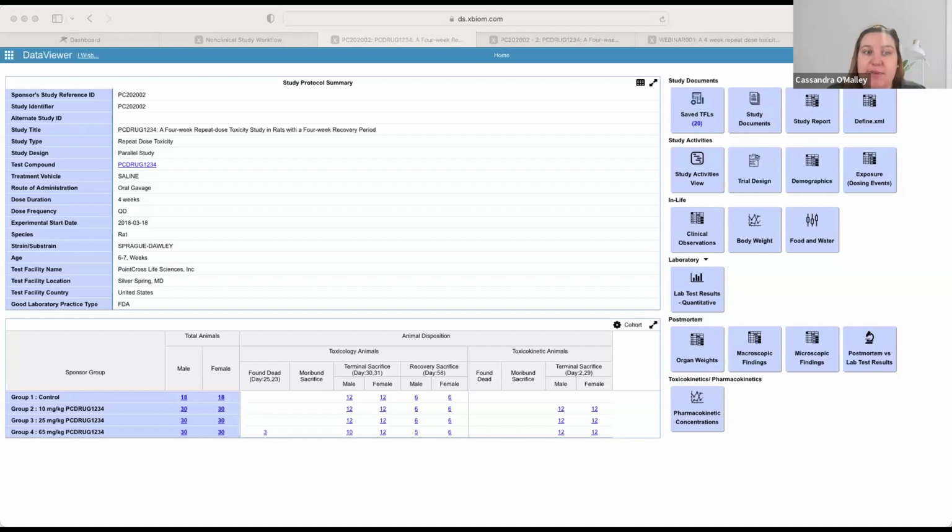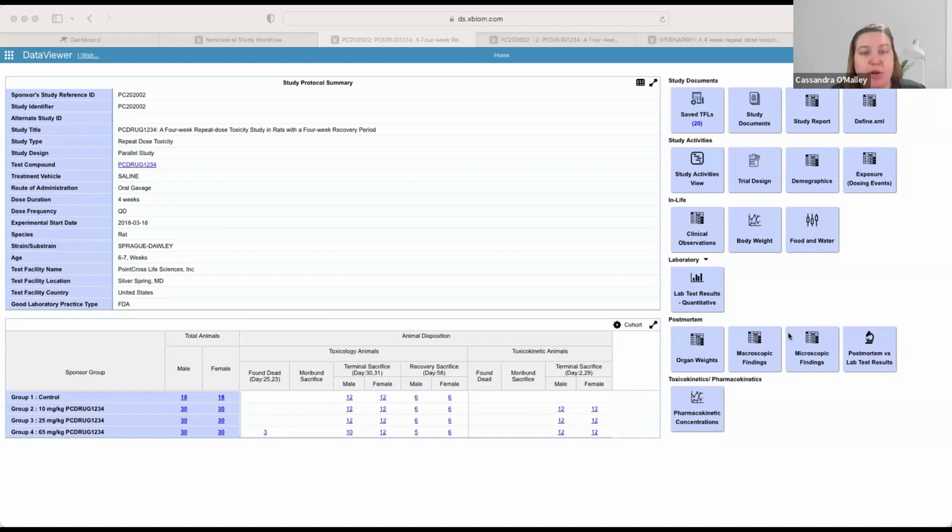Not all data has to be in SEND for ingestion. PointCross routinely digitizes PDF study reports for analysis in both creating SEND and for documentation purposes on XBiome. Approximately 60% of SEND datasets PointCross creates come from only PDF study reports, with limited to no electronic data available from LIMS or data capture systems.